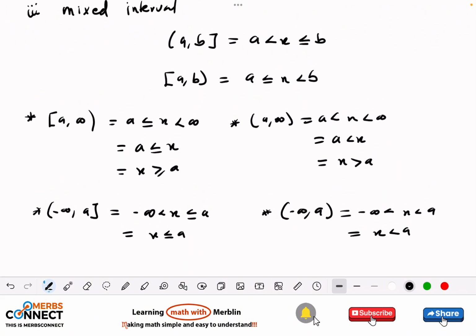Then maybe I can add a last one. Maybe we don't know where we are starting from and we don't know where we are going. Infinite, negative infinity to positive infinity. So this one will be minus infinity less than x less than positive infinity.